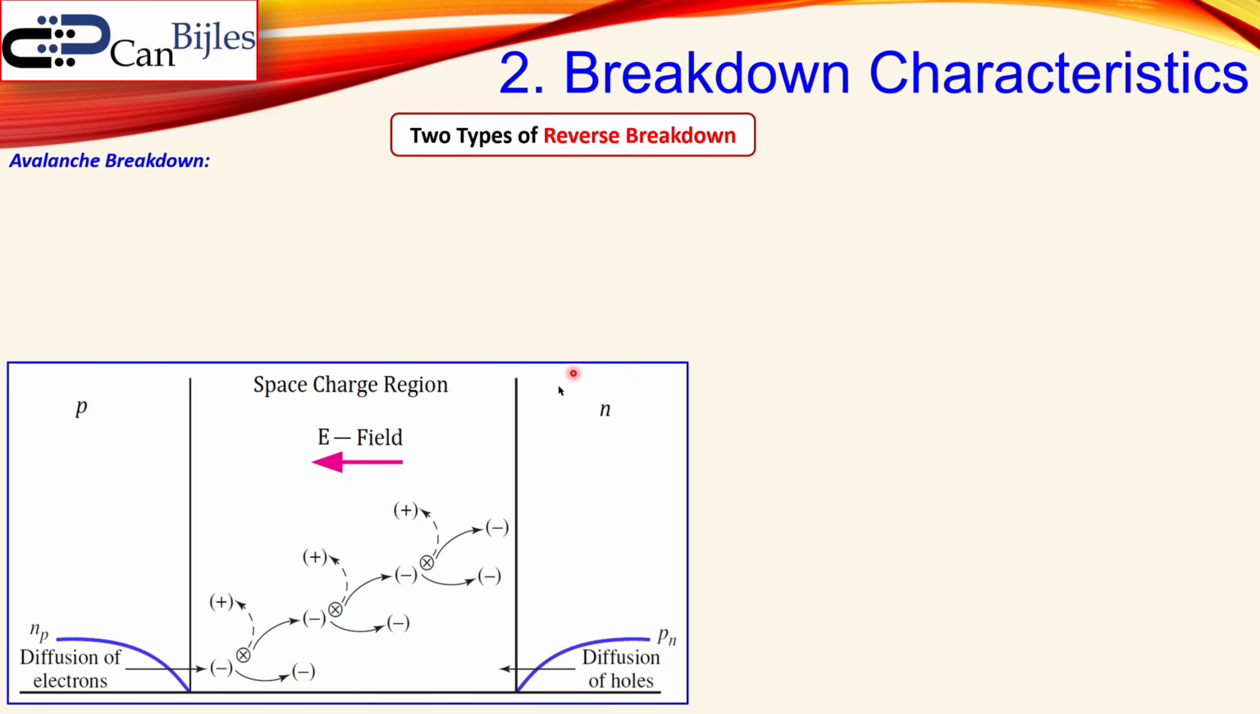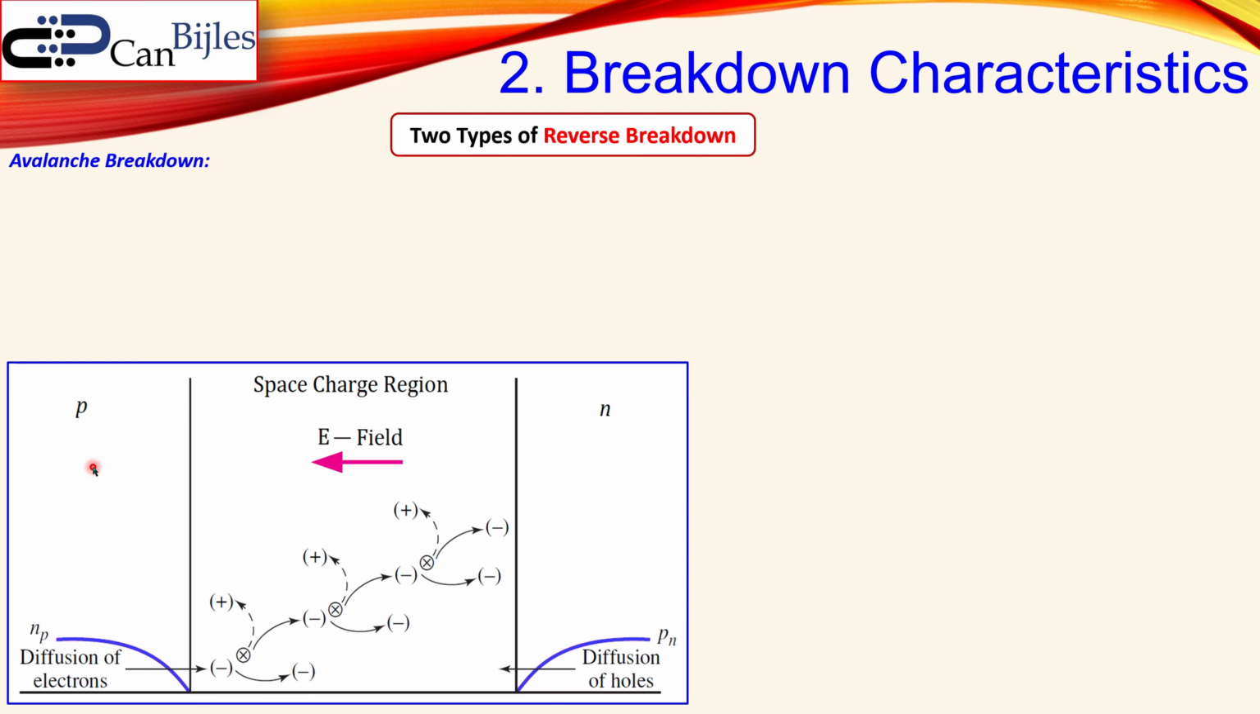You have the P and the N region, and in between you have the space charge region. That is actually the region where you have the depletion of the charges. This is the P part, where the holes, the positive charge, are dominant, and the N part is where you have the negative charge, so the electrons are dominating here.